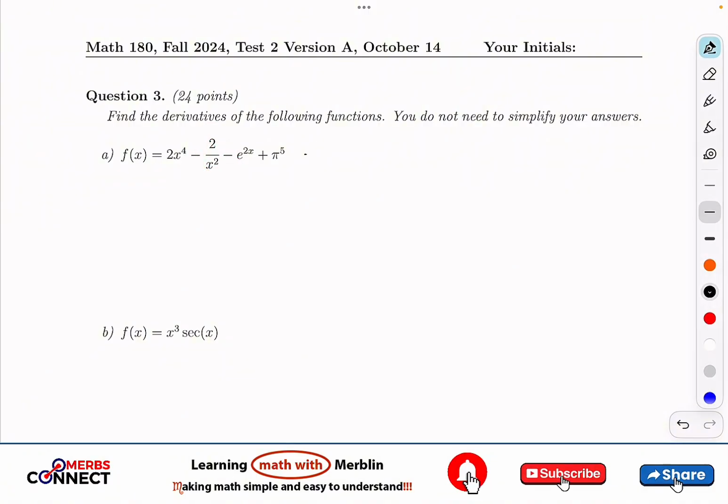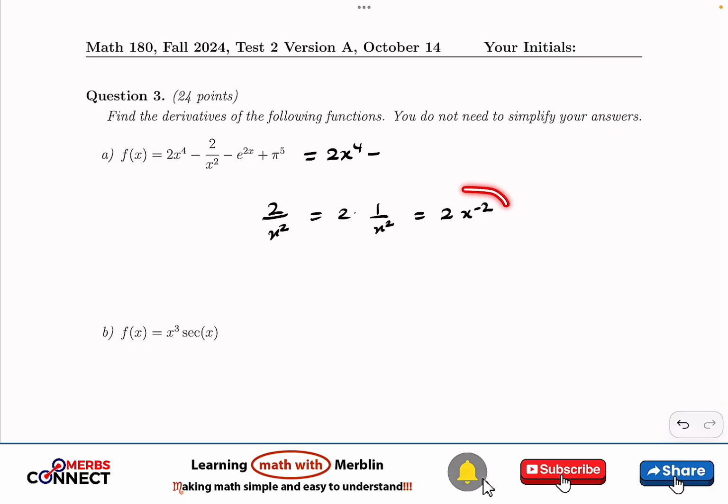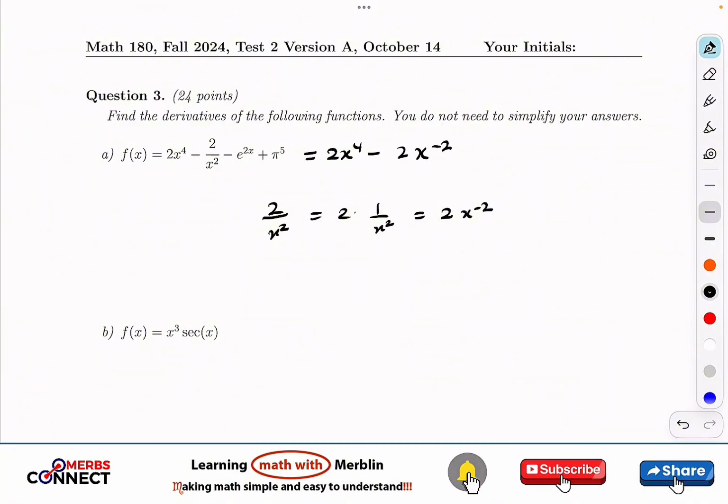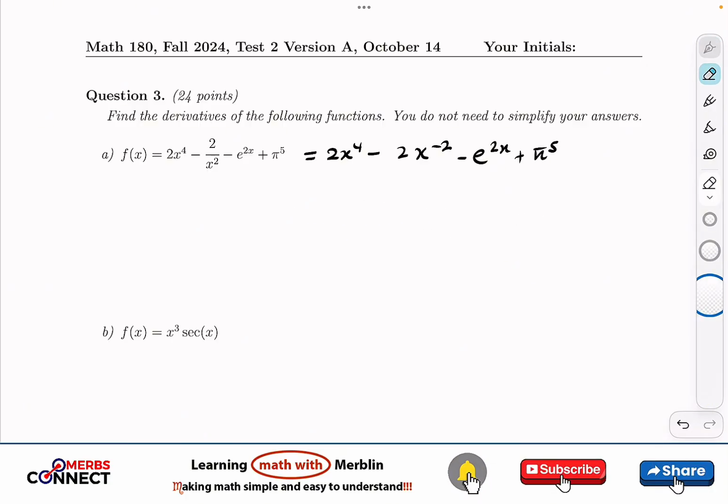This function here is the same as 2x to the power 4 minus, now 2 divided by x squared is the same as 2 times 1 over x squared, and this is the same as 2x to the power minus 2. We need to write it this way so that we can use the power rule to solve this. So this is the same as 2x to the power minus 2 minus e to the power 2x plus this. What I did here was not the derivative. I was just simplifying the function so that now I can take the derivative.